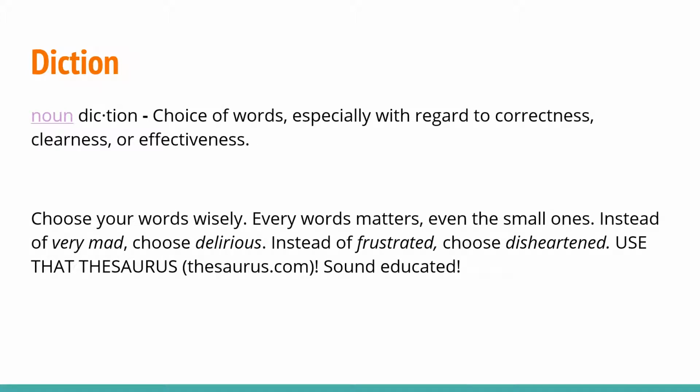Next is diction. This is a term that you should know by now. Diction is your choice of words. So you want to use great diction, obviously, in your creative writing, same as any essay that we do. Choose your words wisely. Make yourself sound more educated than you might think that you are, even though all of you are educated. Use thesaurus.com. So, for example, instead of saying that a character is very mad, choose delirious. Instead of saying that a character is frustrated, choose disheartened. Use more complex vocabulary. It makes your story sound a lot better.